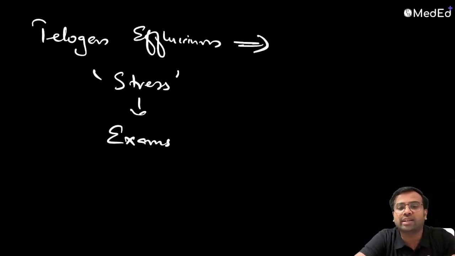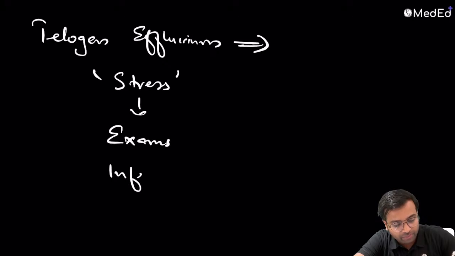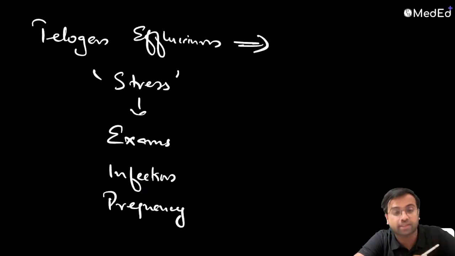Along with that, what are the other causes of stress? It can be because of an infection. It can be obviously COVID-19 infection. It can be tuberculosis. It can be typhoid. Any kind of infection can lead to telogen effluvium. It can also be due to pregnancy, because pregnancy is considered to be a stressful state.